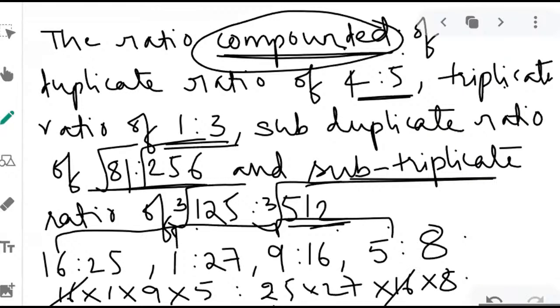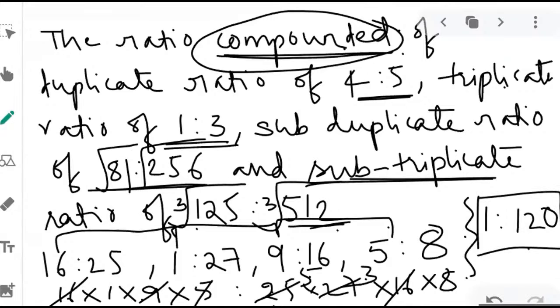So 16, 16 I can cancel. 5 fives, 9 threes. So what do I have left? 1 is to 5 into 3 into 8. 15 eights are 120. So compounded means product of all the first terms is to product of all the last terms. Does this give you the answer? This is the 11th question.